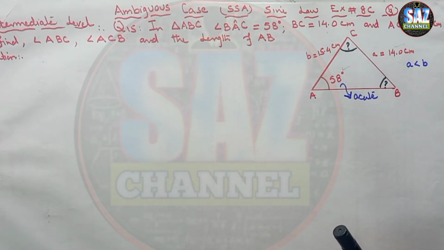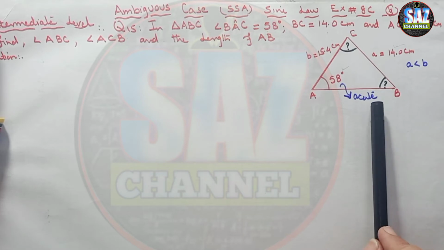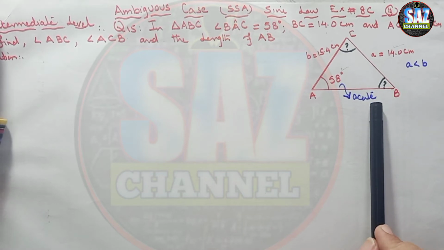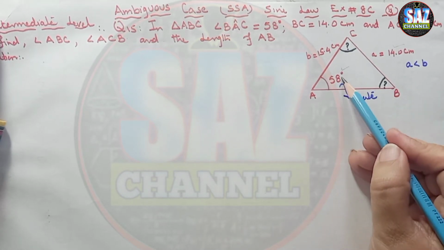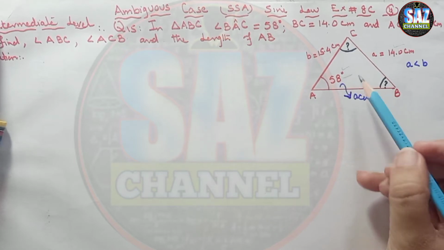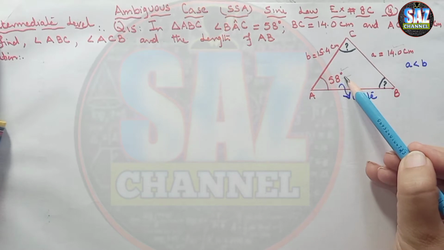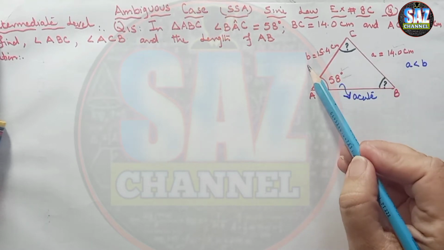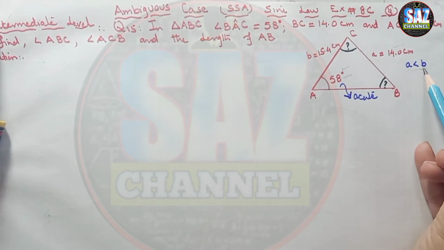So what to do before going to the solution? I ask my students to decide, before going to the solution, what type of solution is expected for the given situation. Now recall that the given angle is acute, and the side which is in front of this given angle is less than the other given side. So it's an ambiguous case. It means that we will have two sets of solutions.